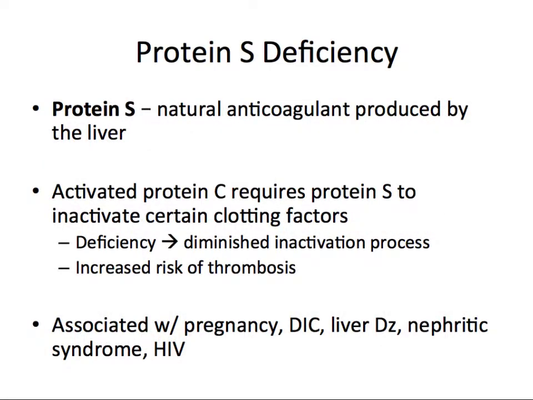Protein S is a natural anticoagulant produced by the liver. Activated protein C requires protein S to inactivate certain coagulation factors. Deficiency results in a diminished inactivation process, resulting in an increased risk for thrombosis. This condition is associated with pregnancy, DIC, liver disease, nephritic syndrome, and HIV.